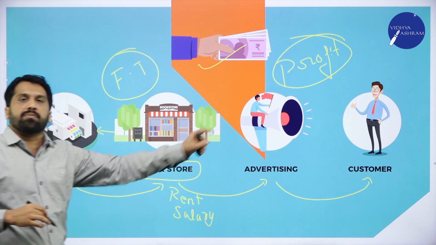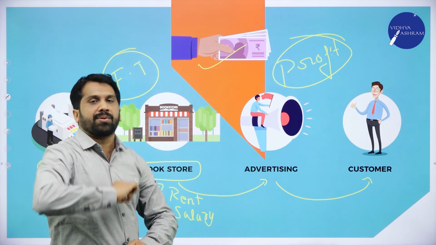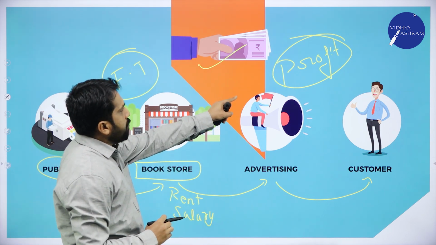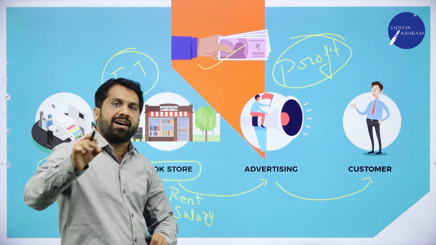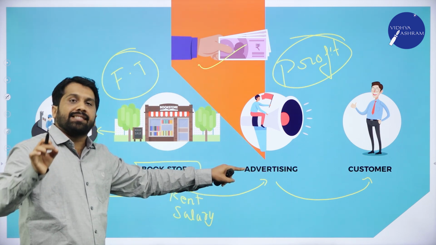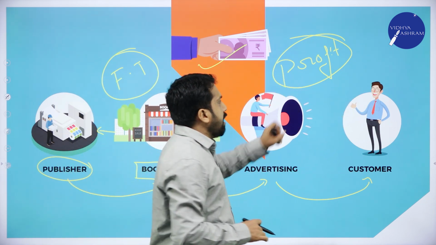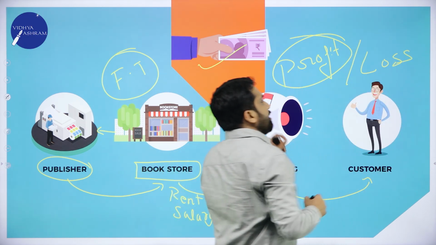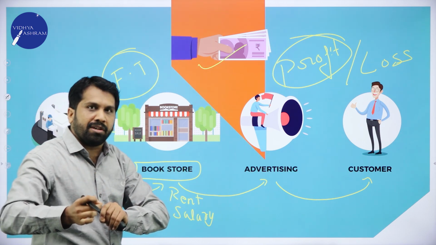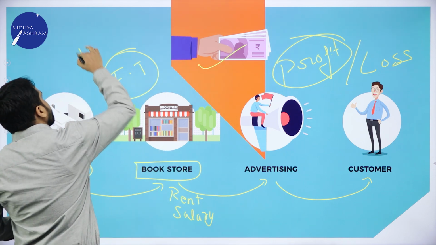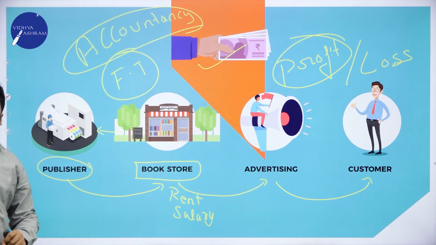Profit. To find out profit, you have to do some process. That process we call accountancy. Clear? If you want to know what your profit is, what your expenses are, what your income is, everything will be done in a systematic manner to find out whether you are in profit or in loss. Each and everything with clarity and detailed information you will get if you do accountancy. This is called accountancy.